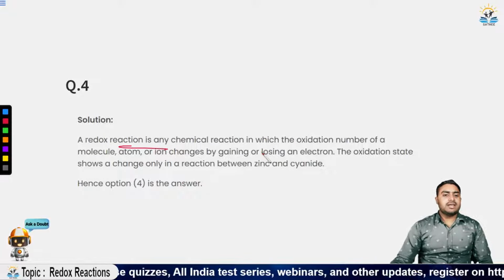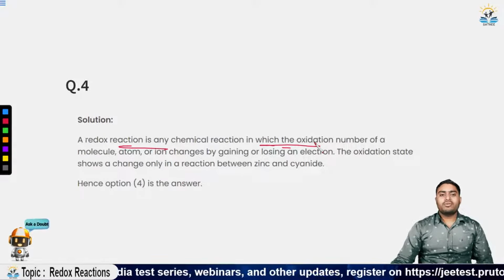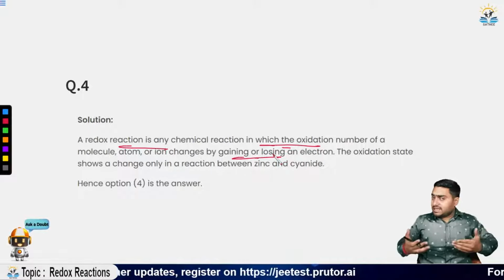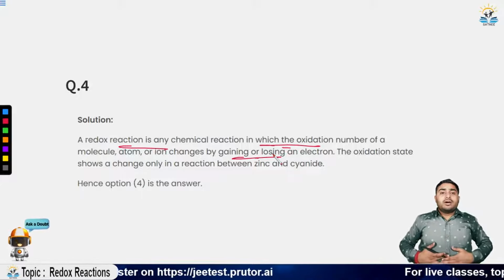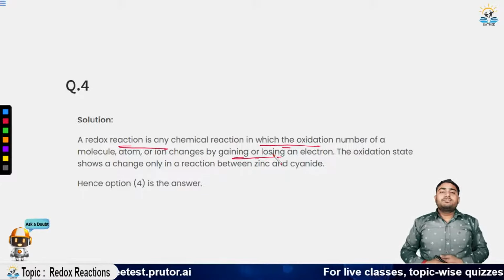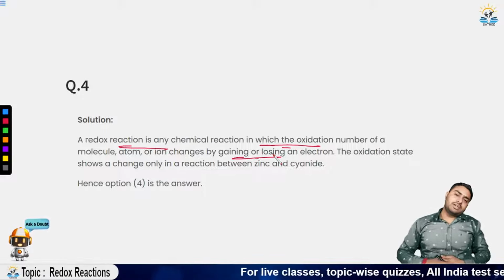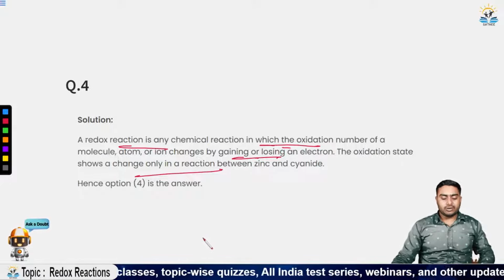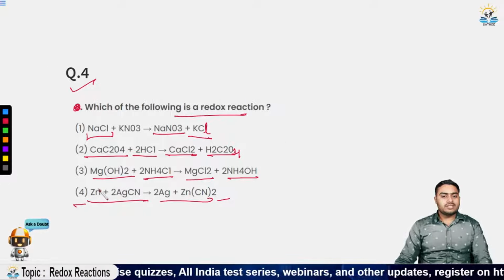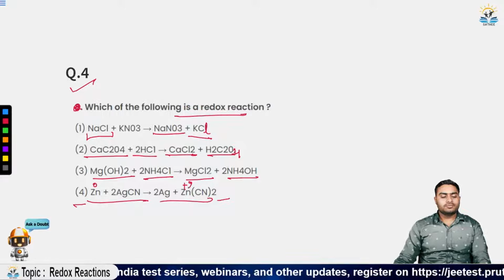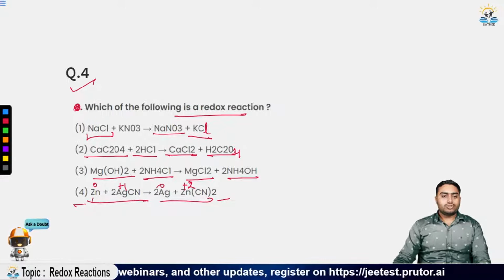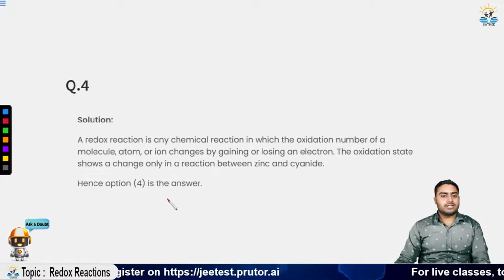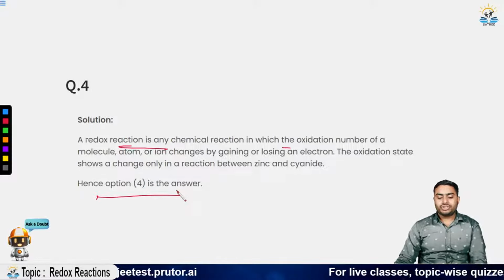A redox reaction is any chemical reaction in which the oxidation number of a molecule, atom or ion changes by gaining or losing an electron. If oxidation number increases, it will be oxidation. If oxidation number decreases, it will be reduction. The oxidation state shows a change only in the reaction between zinc and cyanide. If you check all these, it will be 0, +2, and +1, 0. So you can see 0 to +2 oxidation and +1 to 0 reduction. Like this you can understand. So option 4 is the correct answer for question number 4.